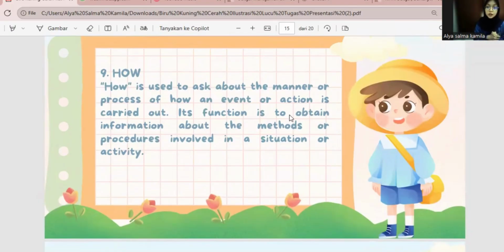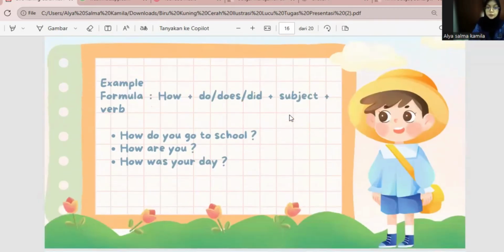And next, how is used to ask about the manner or process of how an event or action is carried out. Its function is to obtain information about the methods or procedures involved in a situation or activity. The formula is how plus do, does, did plus subject plus verb. Example, "How do you go to school?" It means by what method you go, like that.